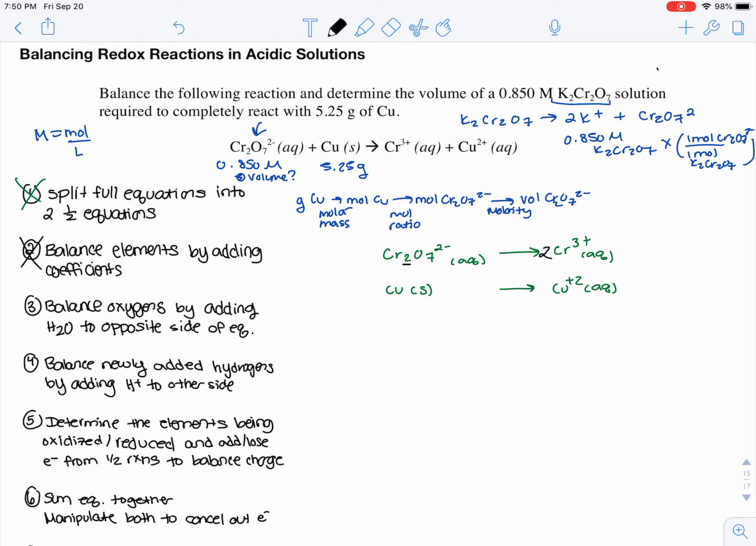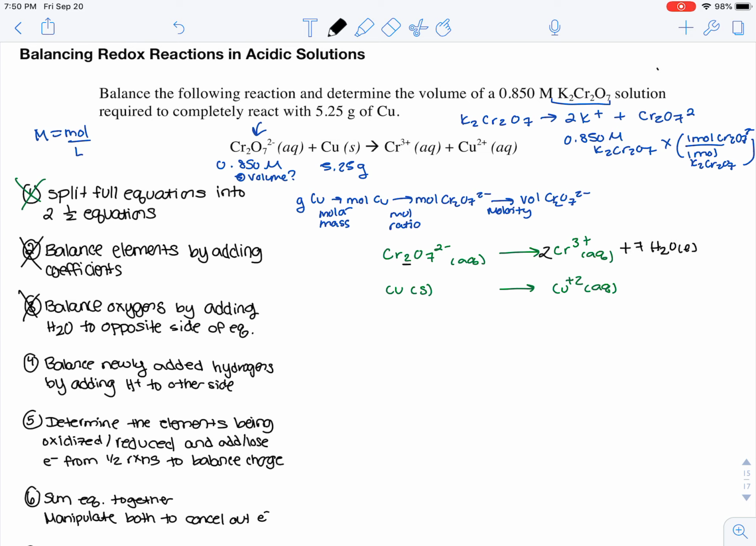This is where in an acidic solution water comes into play. Balance the oxygens by adding water to the opposite side of the equation. So if I have 7 oxygens, I'm going to add 7 waters to the other side. Now my oxygens are completely balanced.